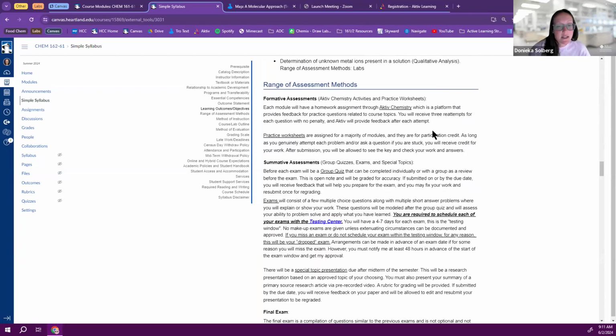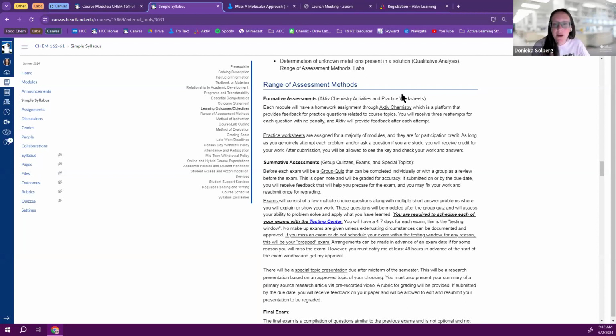There we go, range of assessments. Okay, so you guys are going to have Active Chemistry activities and practice worksheets. The practice worksheets are participation credit, but I do check them. If you didn't actually try any of the problems, I'm not going to give you credit for them. If you don't show any work, I won't give you credit for it. As long as you genuinely attempt the worksheets, you will get all of the points. If there's a question where you have no idea what to do, then ask a question. You can put it in the comments. You can write it on your worksheet. Any of those things are fine. And then I will give you credit for it and answer your question. So hopefully I can help you out.